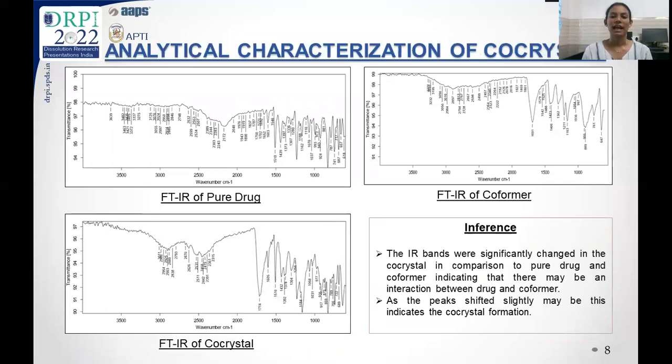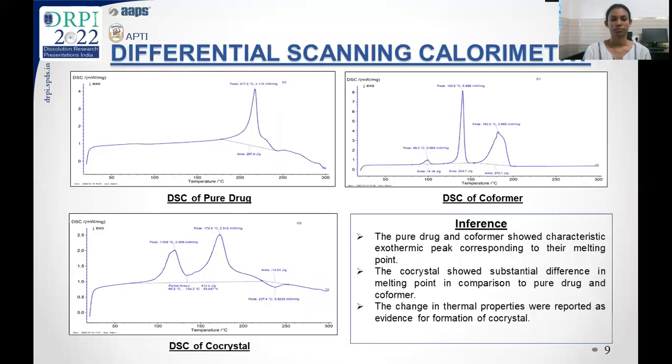Next is the analytical characterization of the co-crystal, in which we performed FTIR studies for our pure drug, coformer, and co-crystal. From the spectra, we concluded that the IR bands were significantly changed in the co-crystal in comparison to the pure drug and coformer, and it indicates that there may be an interaction between the drug and coformer. Also, the peaks were shifted slightly in the co-crystal spectra, which indicates that there is a co-crystal formation.